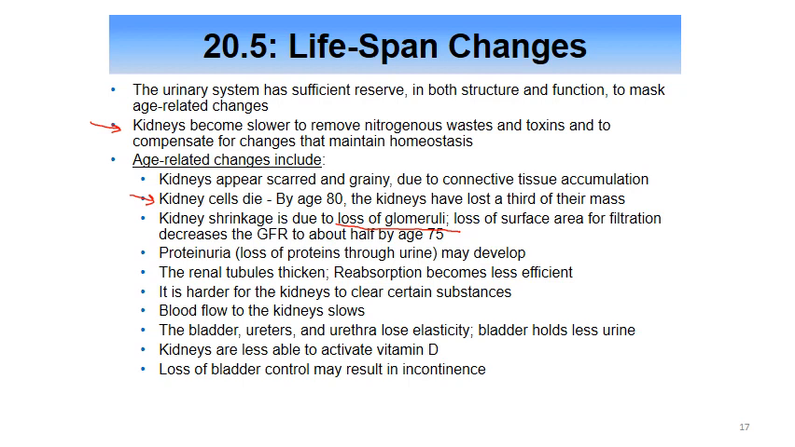Proteinuria means loss of proteins through the urine. Renal tubules thicken, making it harder for reabsorption to occur and to get rid of certain substances as a result. One more thing here, kidneys are very important for activating vitamin D, but as we get older, kidneys become less able to activate the vitamin D. People on dialysis have very low active vitamin D in their bodies, and so they need a good supplement of vitamin D to accommodate for the kidney's loss of function.